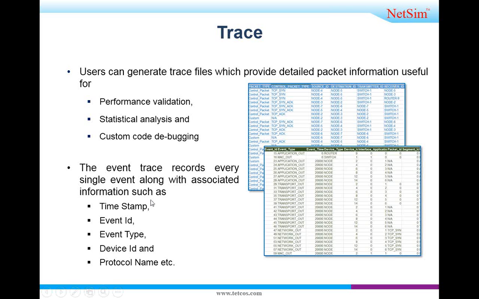Then event trace records every event occurring in the network. So it gives you associated information such as timestamp, event ID, event type, device ID, and protocol name. So these are the traces you will find in the standard version only.